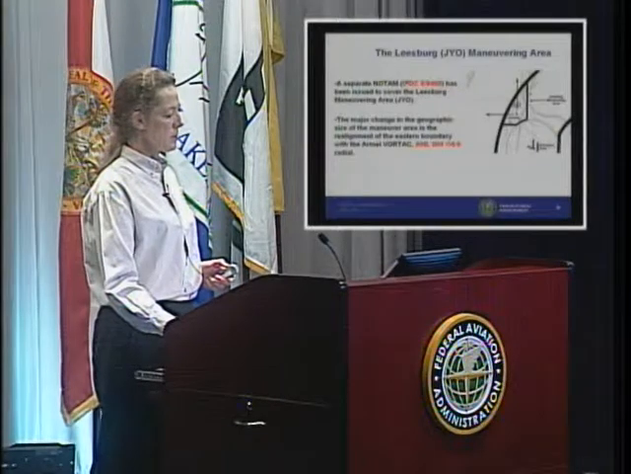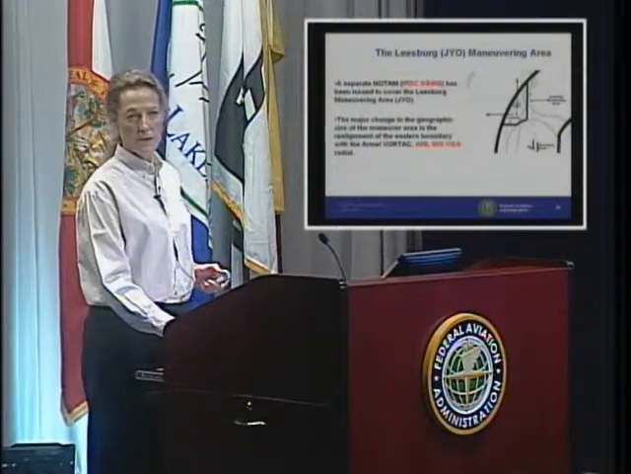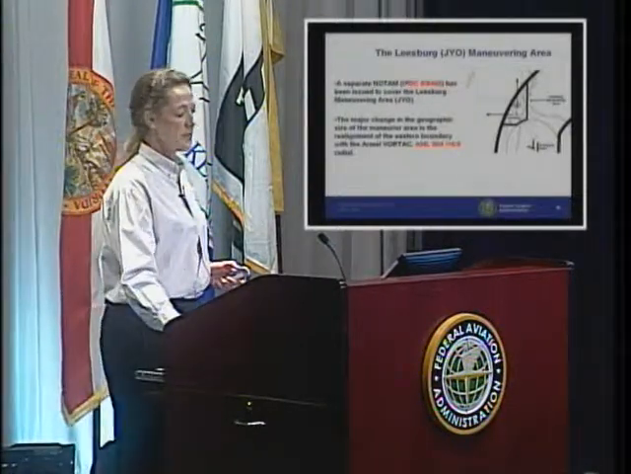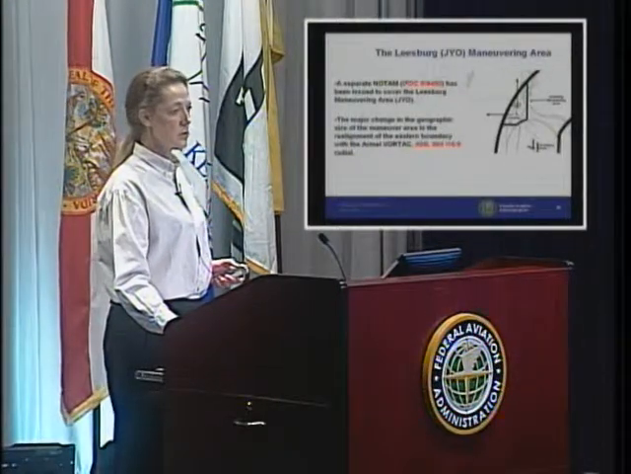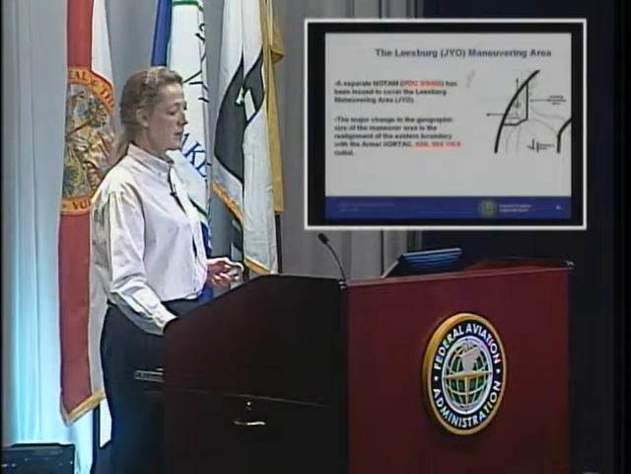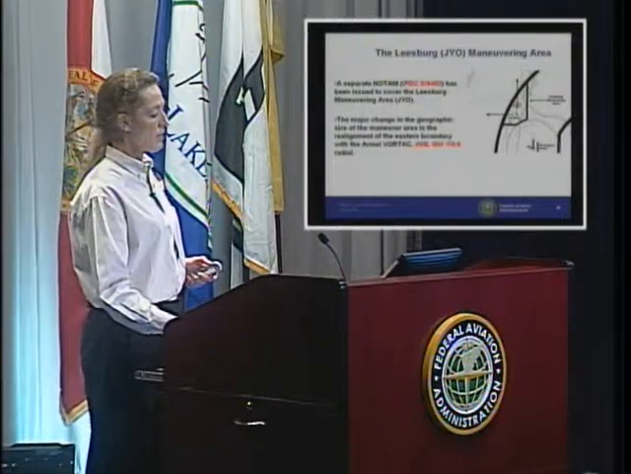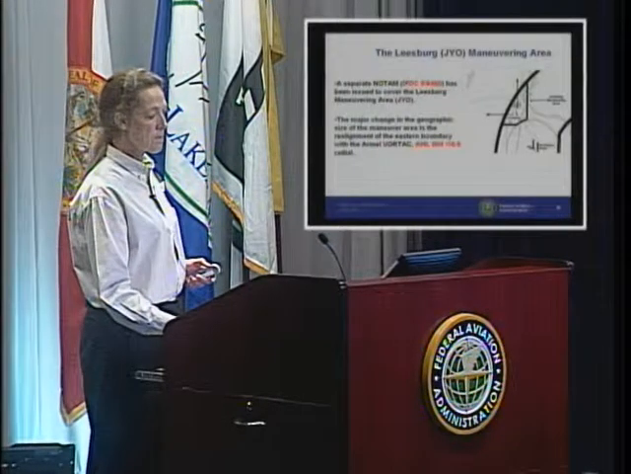As you can see, what is improved is that the eastern border of the Leesburg maneuvering area is now identified by a closer VOR, RML 004, at 16.6 miles. That really helps pilots identify where it is.